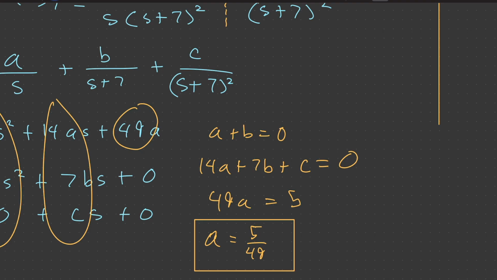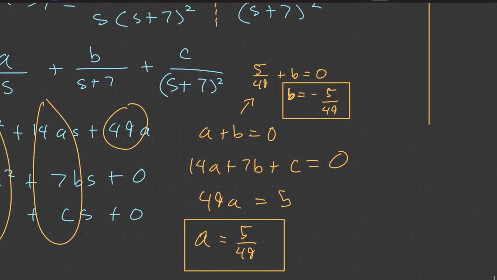Next, we have to solve for b. So we're going to go ahead and use this equation to solve for b. Now, if a is equal to 5 over 49, then b must equal negative 5 over 49 so that they cancel out. Okay, that's our next term solved for.